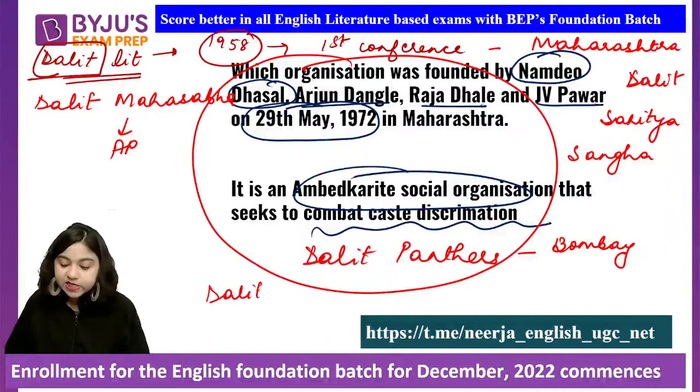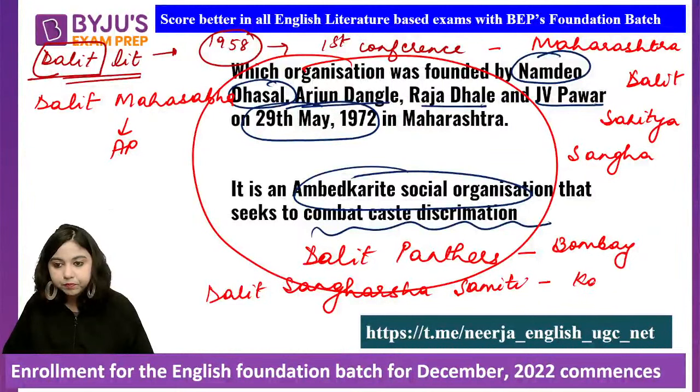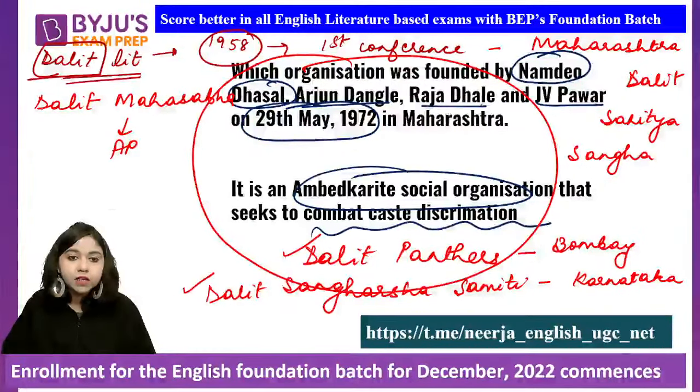Then you are also able to see that Dalit Sangharsha is coming. Where is Dalit Sangharsha coming? The Dalit Sangharsha Samiti is there in Karnataka. And there are many others which are coming in. So Dalit Panthers in Bombay, Dalit Sangharsha Samiti in Karnataka, Dalit Mahasabha in Andhra Pradesh, and there are many others.